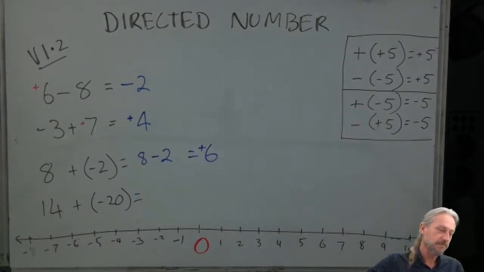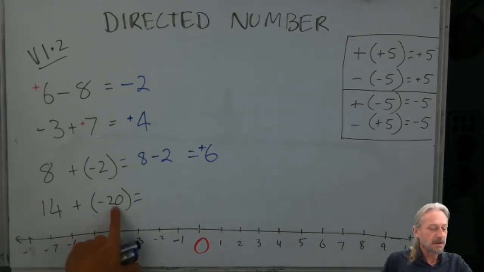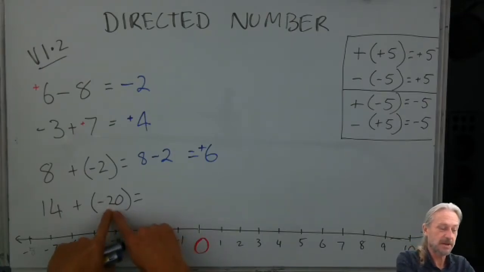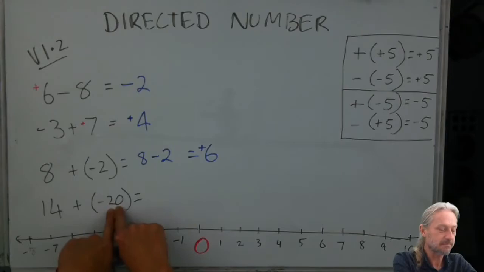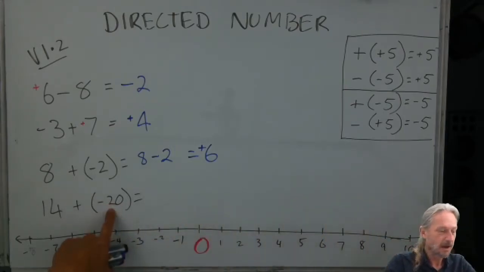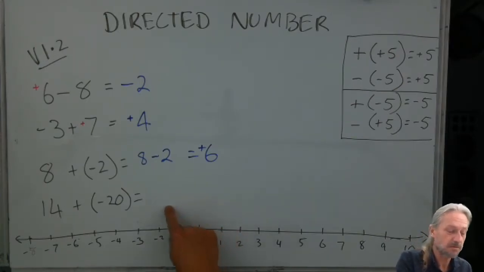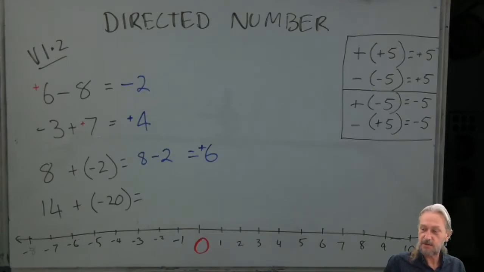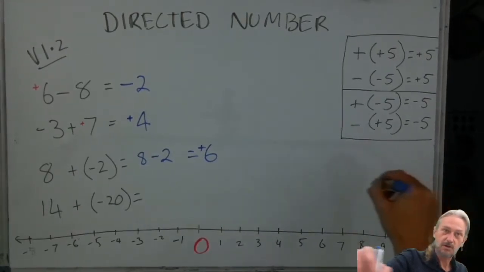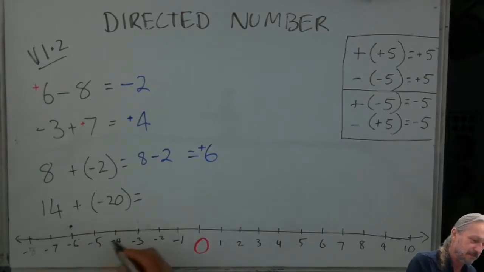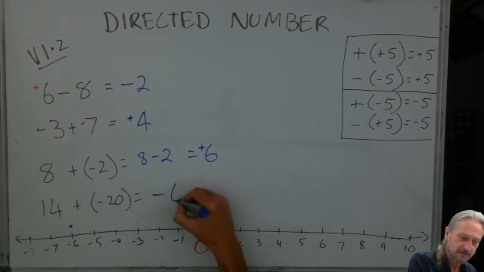So essentially, if we started at 14 and take away 14 of these 20 separately, after we take away 14, we'd end up back at 0. But there would still be 6 more. So we'd start out at 14, we'd go 20 jumps this way, and we'd end up over here at negative 6.